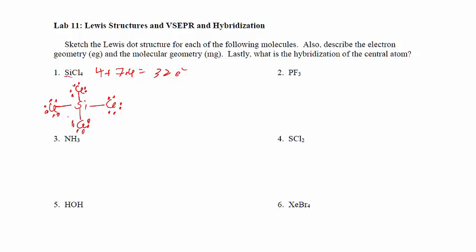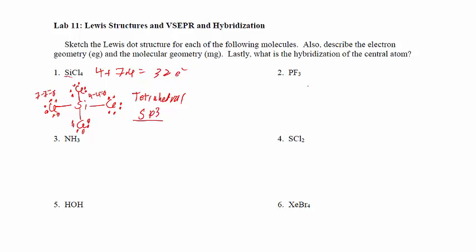Everything has an octet. Formal charge: you have 1, 2, 3, 4, 5, 6, 7. 7 minus 7 equals 0. Silicon is in the row with carbon, so you have 4. 1, 2, 3, 4. 4 minus 4. So you have 4 different things attached. That, of course, is tetrahedral. And this would be 4 different hybrid orbitals, so it would be sp3.